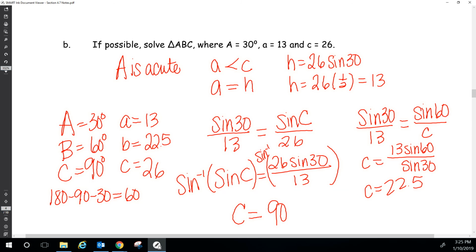All right, that's it for the ambiguous case for day 2. When you come back tomorrow, we're going to do the ambiguous case, and this time it's going to be when we've got 2 triangles instead of just 1.